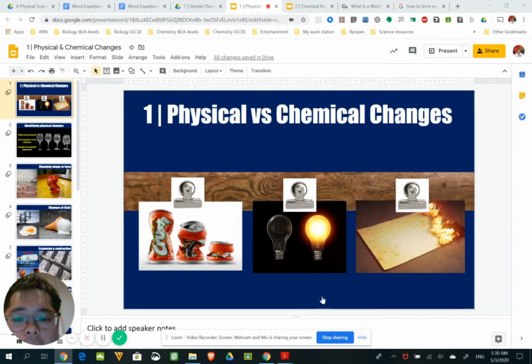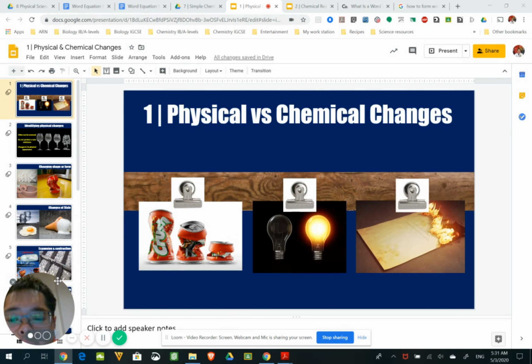Morning, everyone. This is the start of the new topic of simple chemical reactions. The first topic that we're going to do is the difference between physical and chemical changes. I did ask you the other day to list down, or even read through this topic, and place it in table form to compare the difference between physical and chemical.